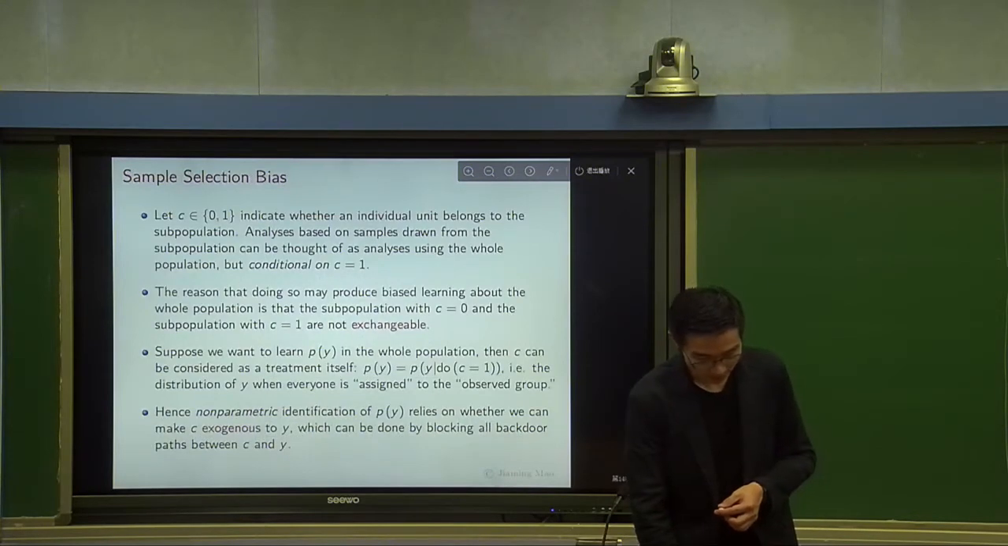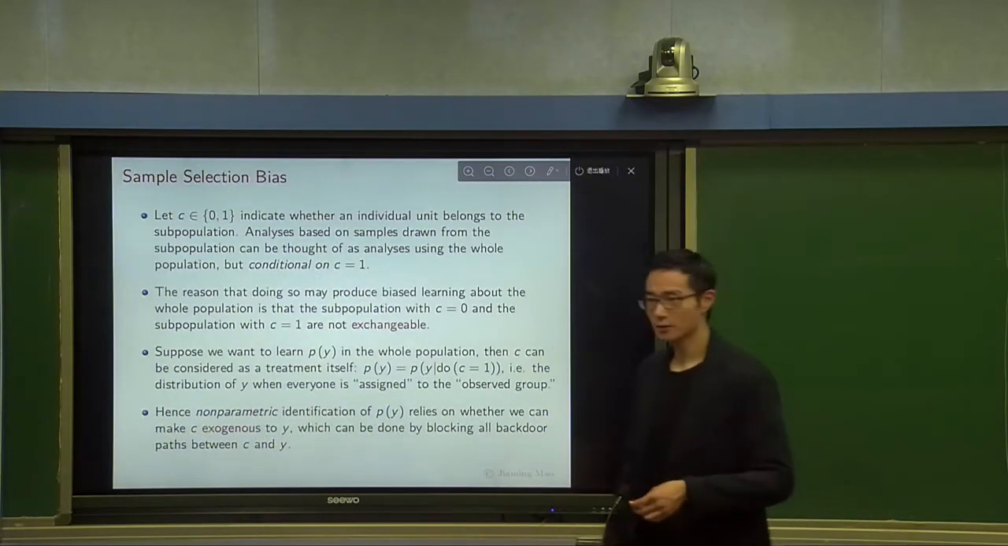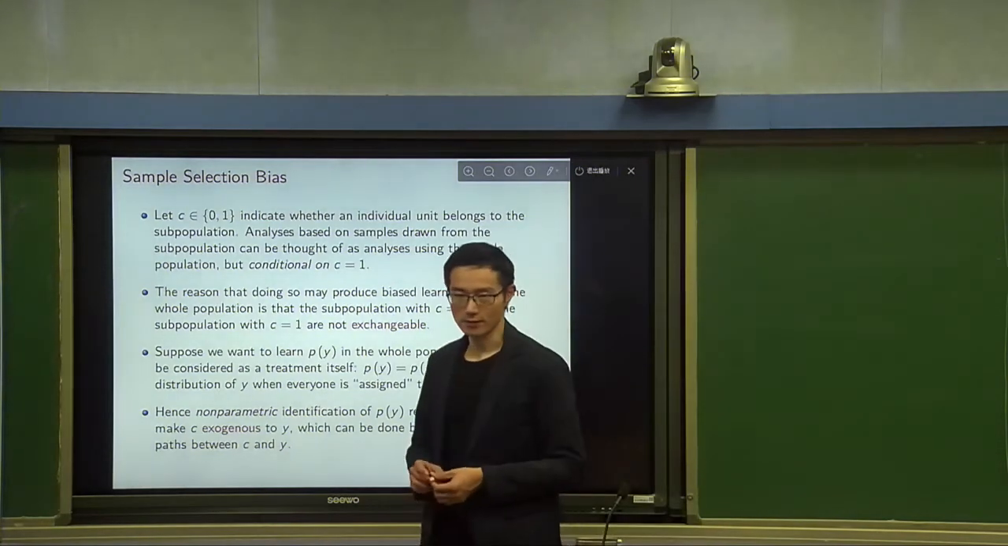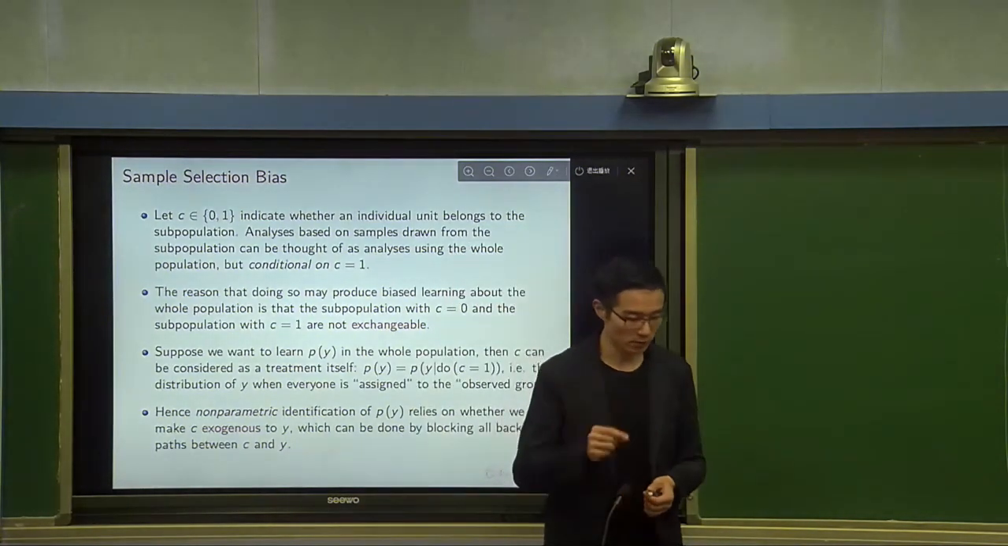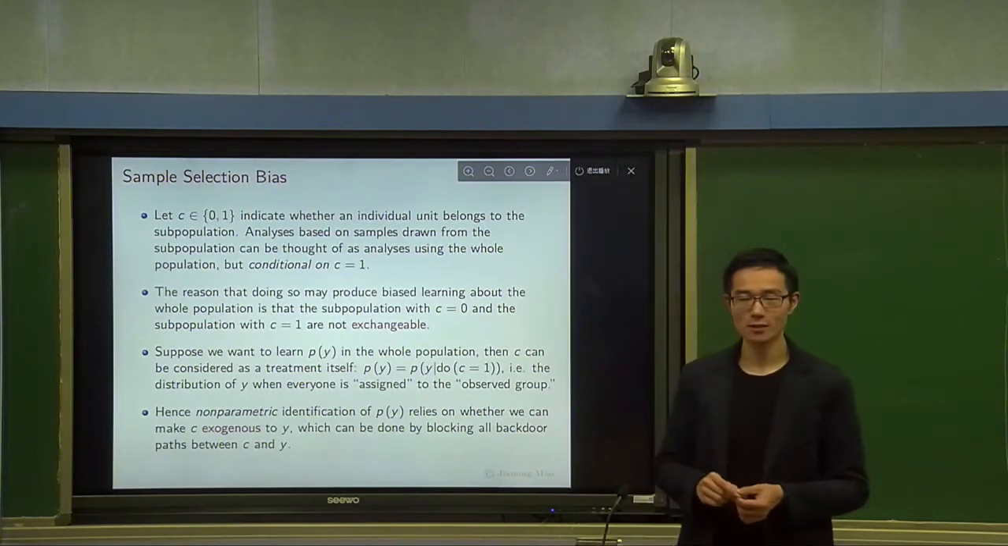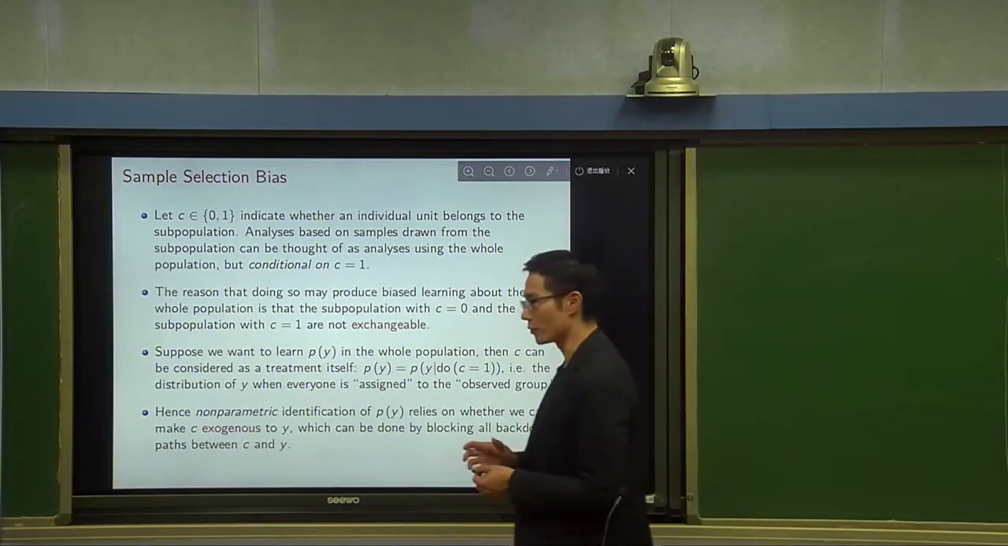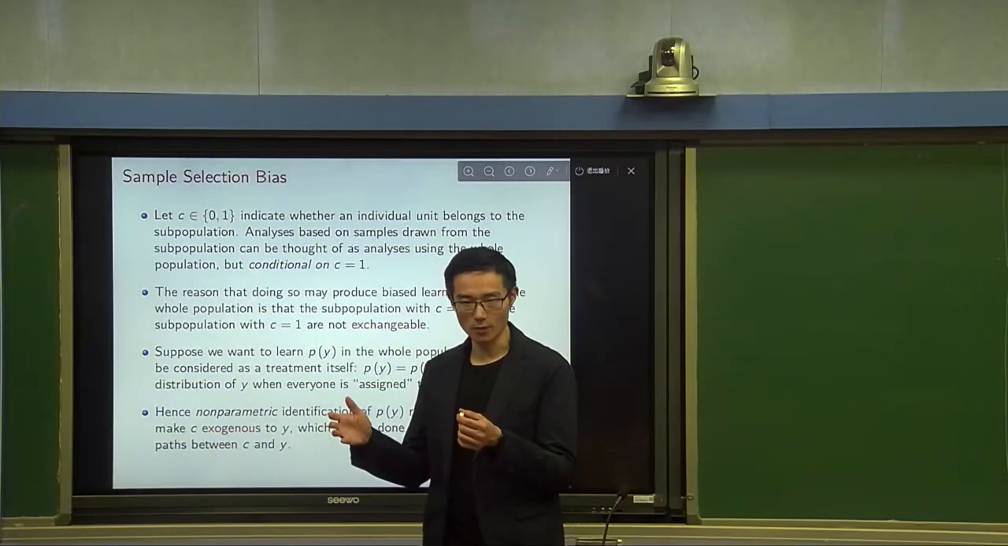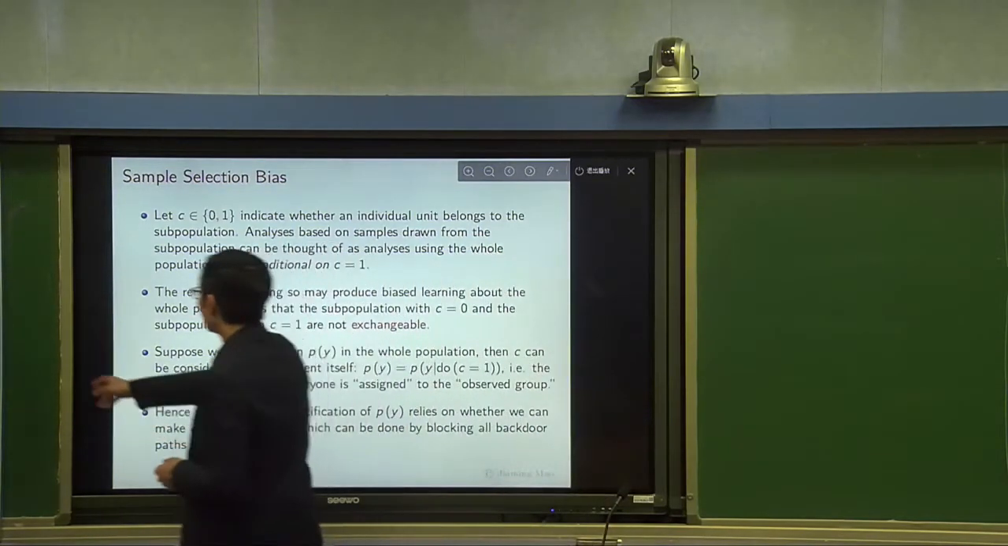Okay. Right. So how do we deal with it? How do we deal with sample selection bias? In particular, I'm going to talk about sample selection bias, which is the bias that arises if we only see a subpopulation of a larger population. Okay.